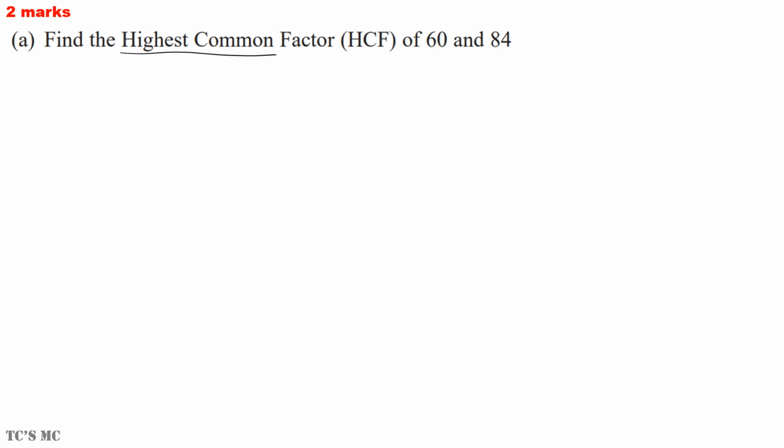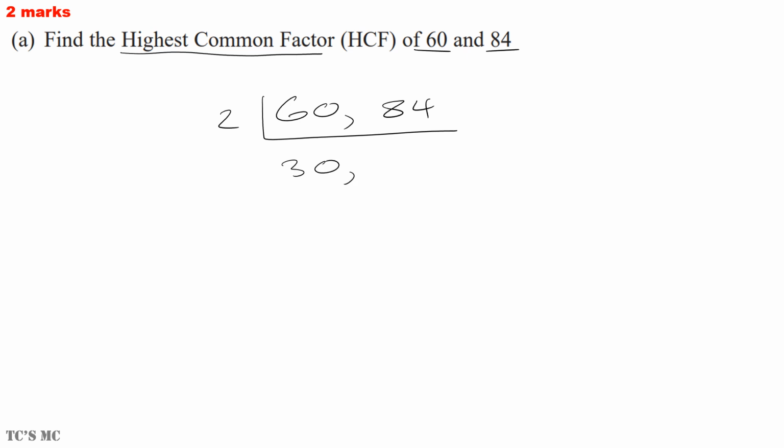Find the highest common factor of 60 and 84. I am going to use the upside down bus stop method. A common factor of 60 and 84 is 2. 60 divided by 2 is 30. 84 divided by 2 is 42. A common factor of 30 and 42 is 6. 30 divided by 6 is 5. 42 divided by 6 is 7. The only common factor of 5 and 7 is 1. So now we stop. And so far we have 1 mark.